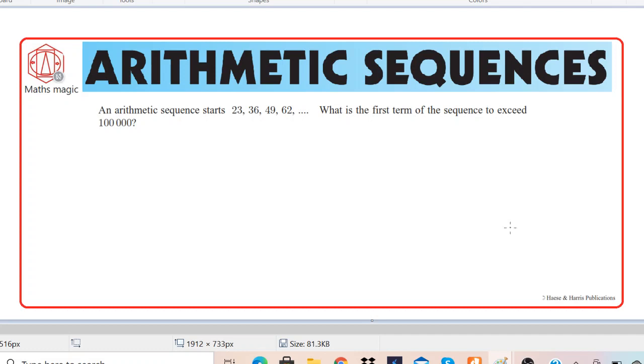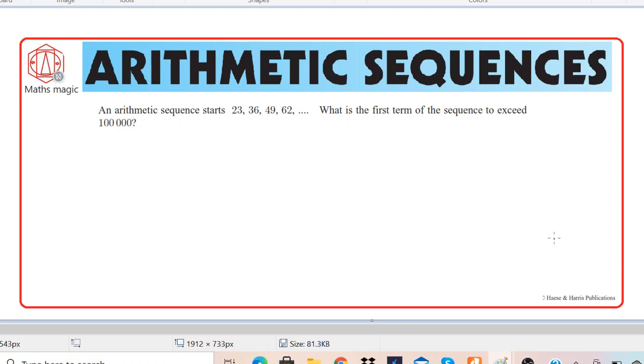Today we are going to discuss one of the important questions based on arithmetic sequences. The question says that we have a sequence 23, 36, 49, 62, and so on. What is the first term of the sequence to exceed 100,000?